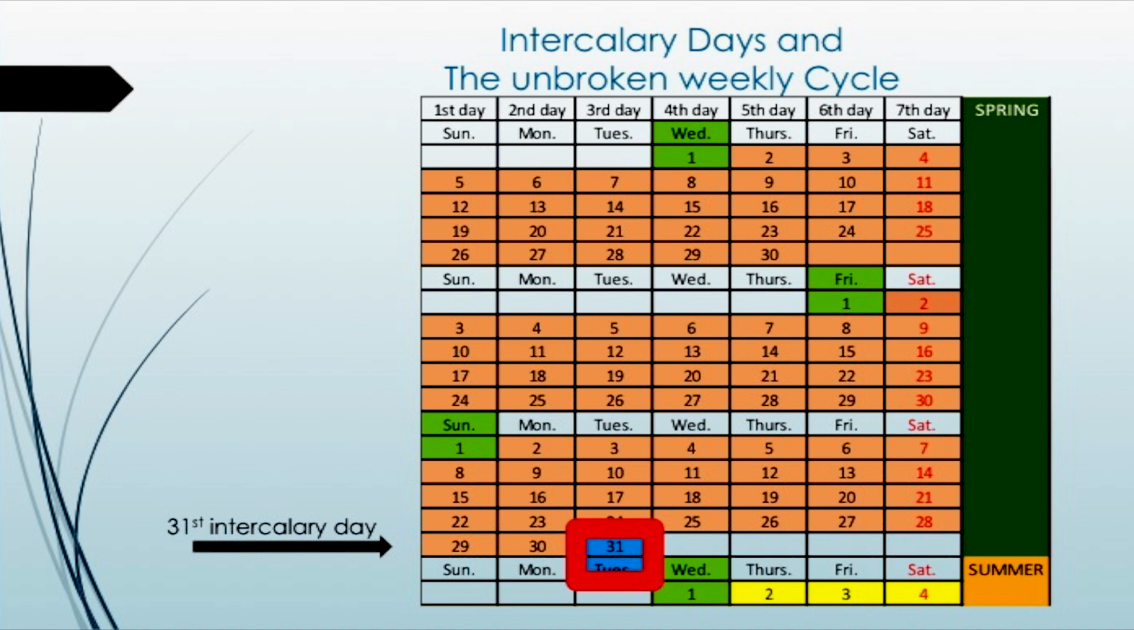If we do not include that 31st intercalary day, our first day of the summer season would begin on Tuesday, not on Wednesday. This is why the 31st day must be included with the third month in order to keep the first day of the next season cycle on Wednesday, the fourth day. Remember, the fourth day of creation when time began.